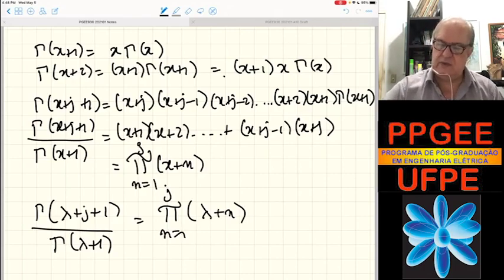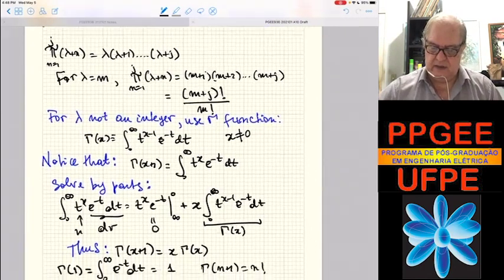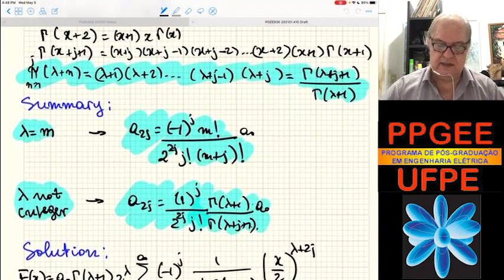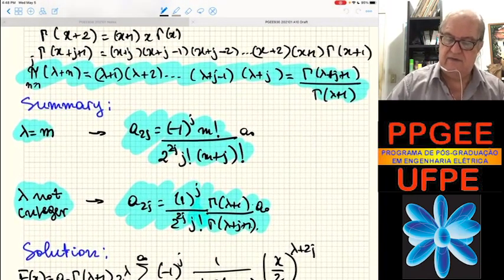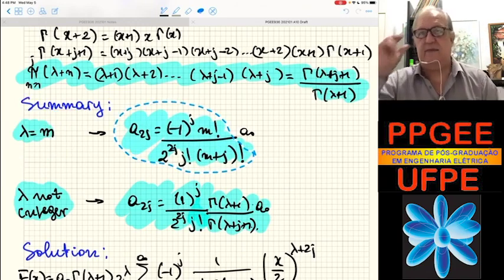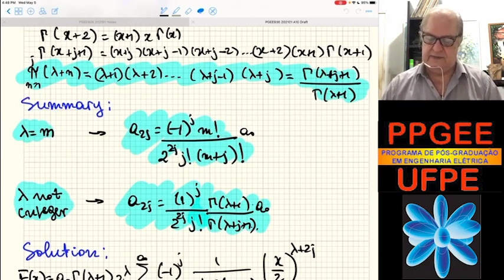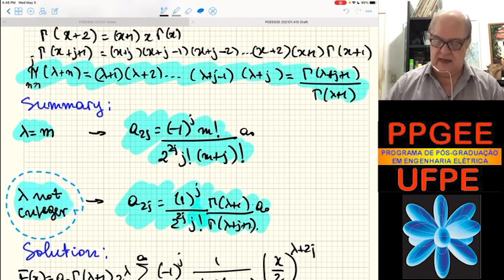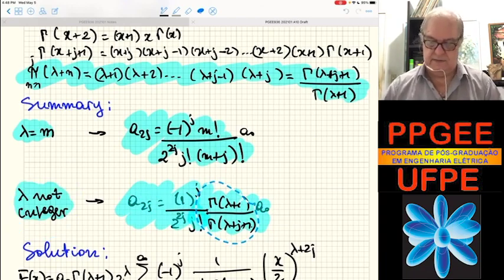So when we do that, in summary, for integer value of lambda, the recurrence relation is going to comprise factorial elements, right, like this. And when lambda is not an integer, we're going to have the gamma function that appears in here, right?